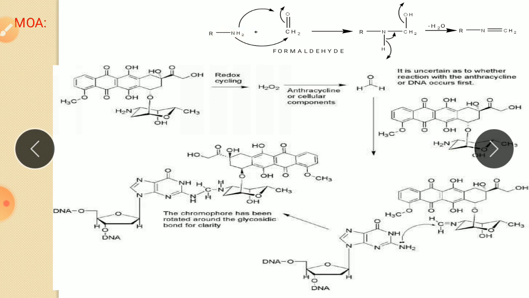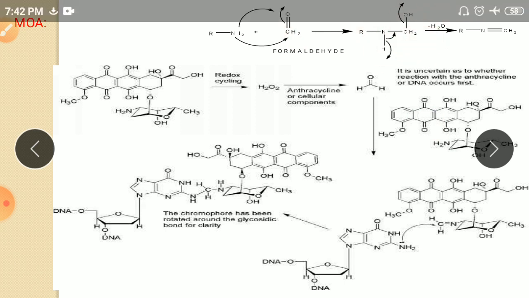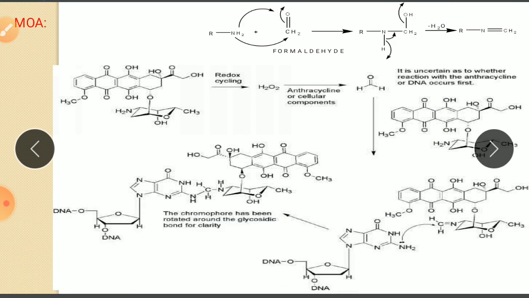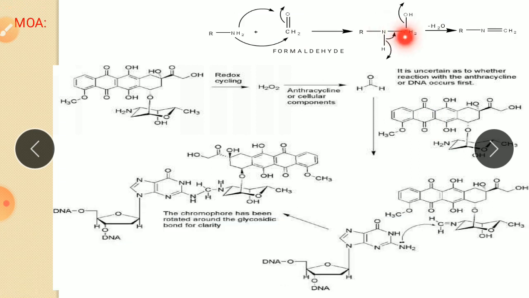So here RNH2 means anthracycline NH2, that is the NH2 of the amino sugar of anthracycline, and this one is formaldehyde, which is formed here. By this mechanism, the lone pair attacks this carbon, it becomes O minus, then hydride transfer, it becomes OH like this. Then there is a removal of a water molecule, hydrogen is removed here, this bond shifted here, OH minus. So here there is a formation of R-N double bond CH2.